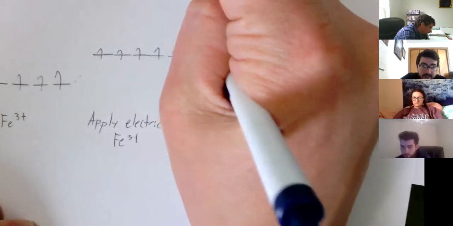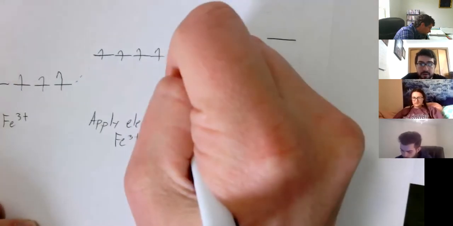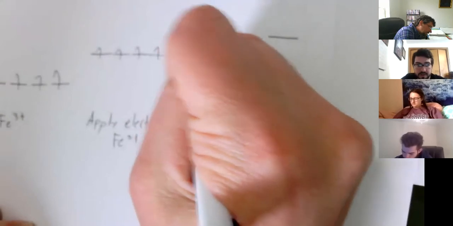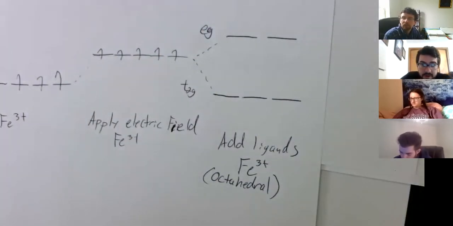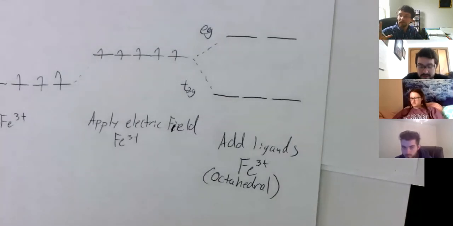When the energy is pushed down, is it pushed back down to the free iron energy level, or is it pushed lower? It completely depends on the type of ligand you have.